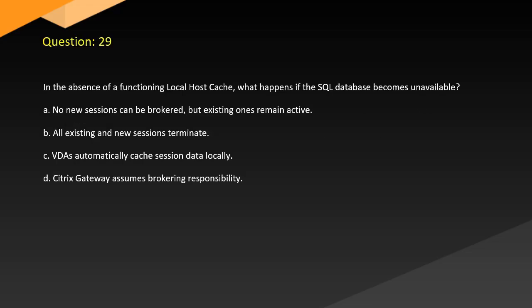Question 29. In the absence of a functioning Local Host Cache, what happens if the SQL database becomes unavailable? A. No new sessions can be brokered, but existing ones remain active. B. All existing and new sessions terminate. C. VDAs automatically cache session data locally. D. Citrix Gateway assumes brokering responsibility.